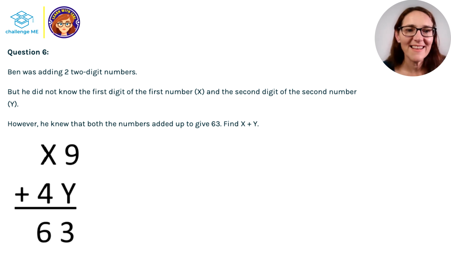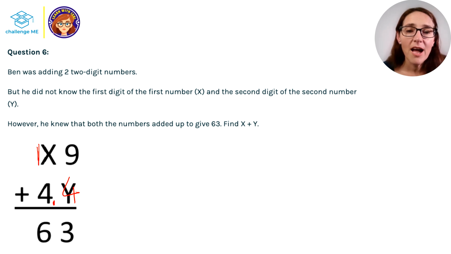In question 6, Ben was adding two two-digit numbers. He doesn't know the X and he doesn't know the Y in these two numbers here, but he does know that the addition has to make 63. So straight away we can see, well, we can't add something to 9 and get 3, so this 3 must really be 13. And so that tells us that Y would be a 4, because 9 add 4 is 13. If we've got 4 and the 1 from the 13, we've got 5, so the X would be a 1.